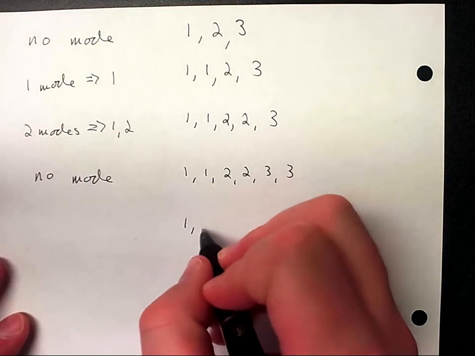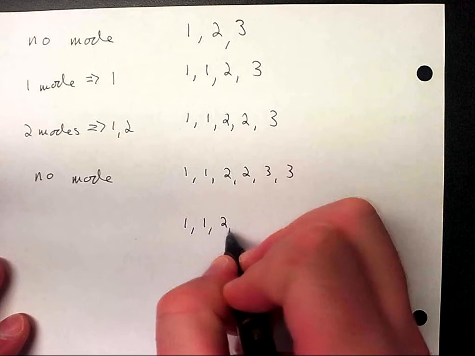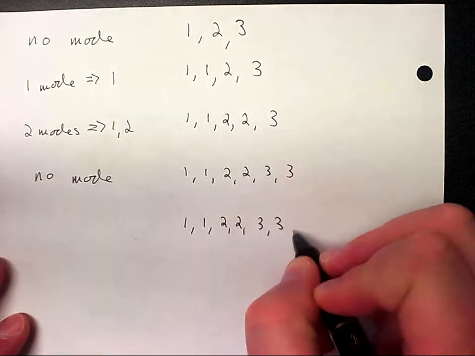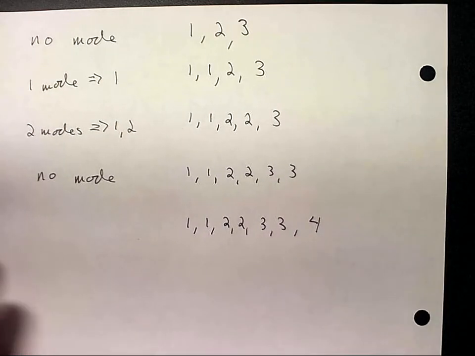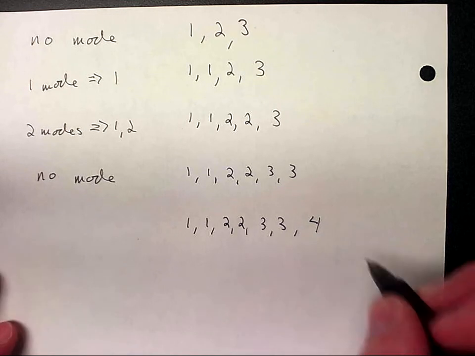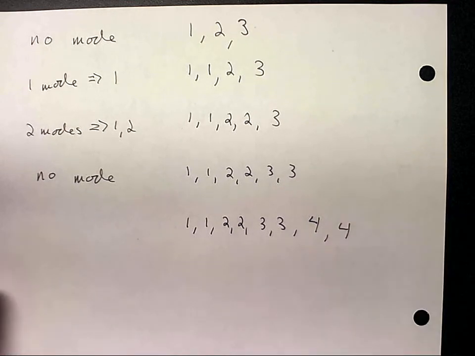We could go on and change this to 1, 1, 2, 2, 3, 3, and 4. Now how many modes do we have? Then if I added another 4 right here, we're right back to no modes. So we could make any data set that we wanted to, and just keep going. We could add 2 5s, 2 6s, 2 7s, 2 8s, 2 9s, and so on, as long as at the very end we just added in a single number.